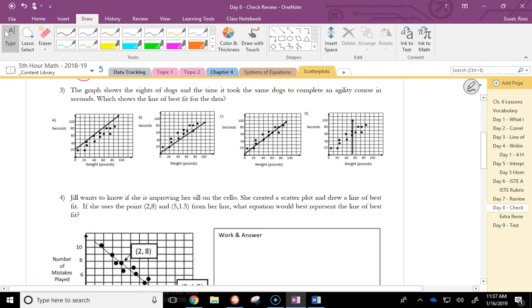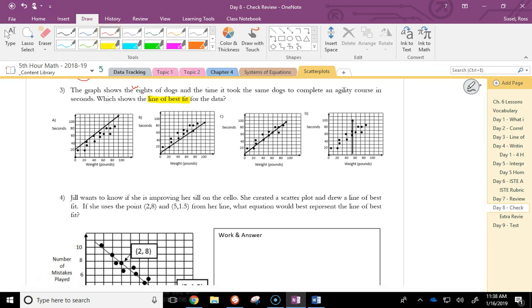Okay, number 3. The graph shows, I don't know why this comes weird on mine, the heights of dogs and the time it took the same dogs to complete an agility course in seconds. Oh, weight. I don't know why I said heights. Weight of dogs and the time it took the same dogs to complete the agility course in seconds. It should be weight. Yeah, but here it says height. On yours it says height? Yeah. It should say weight. Anyways, which shows the line of best fit?